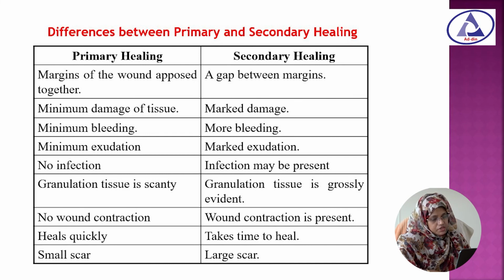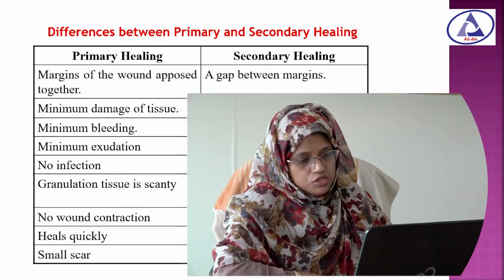If the exudation is minimum, primary wound healing happens, and if the exudation is marked, secondary wound healing occurs. If infection is present, the wound may heal by secondary intention, and the granulation tissue is grossly evident in secondary wound healing, and wound contraction is also present in secondary wound healing. The scar is large in secondary wound healing, and the scar is small in primary wound healing.